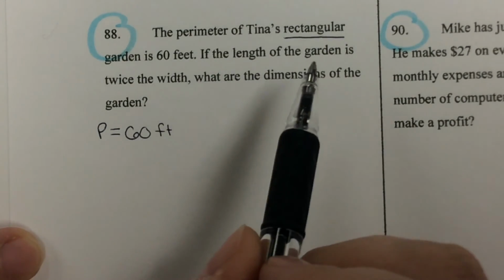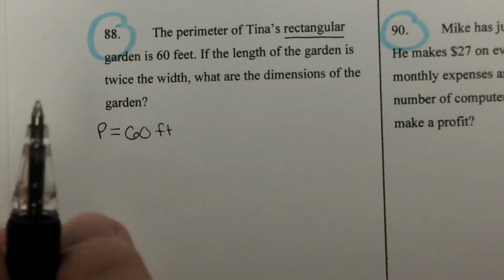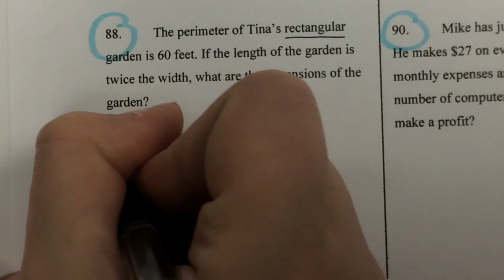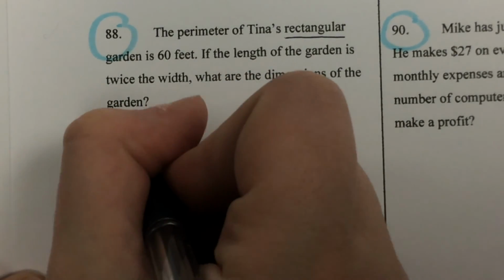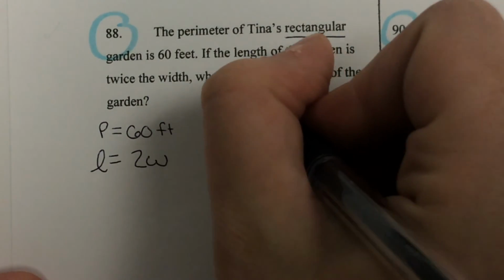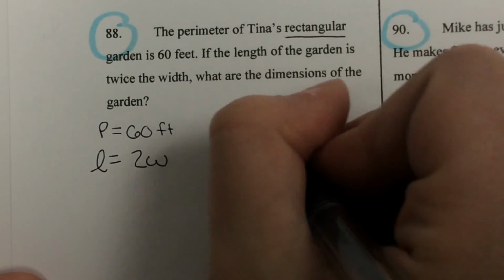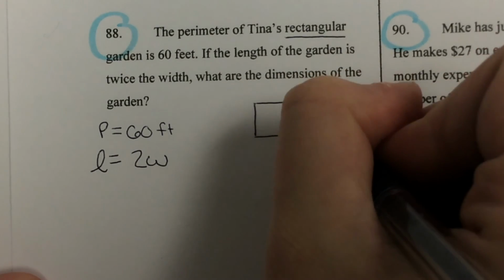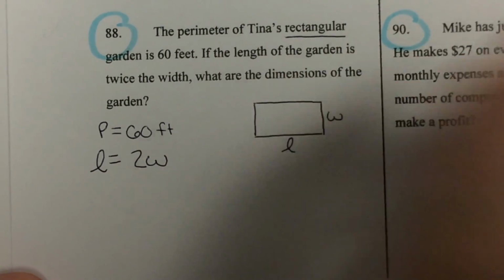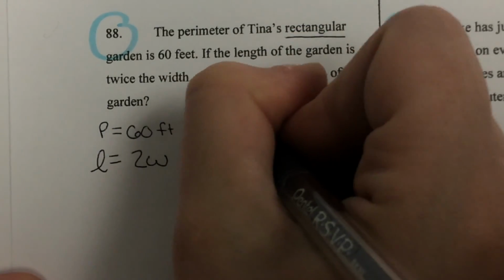So the length of the garden is twice the width. What does twice the width mean? Length equals 2 times the width. Okay. So before I go forward with any of this, I'm going to draw myself a little picture, so that I can see what's going on here. So Tina's got a rectangular garden. And here we have our length and our width, length and our width.